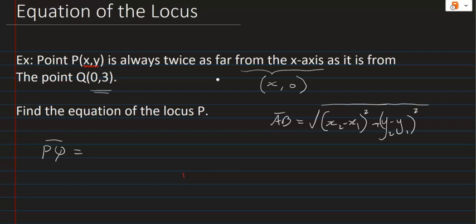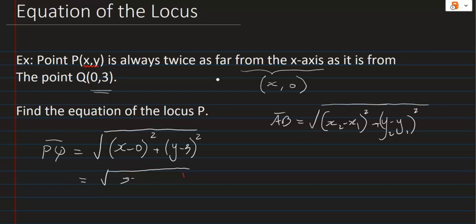All right, so let's set it up. We have two points. First is between P and Q. Remember, P is (x, y) and Q is (0, 3). So this would be the square root of (x minus 0) all squared plus (y minus 3) all squared. Then we simplify that. This becomes the square root of x squared plus (y minus 3) all squared. That's the distance PQ in terms of x and y.